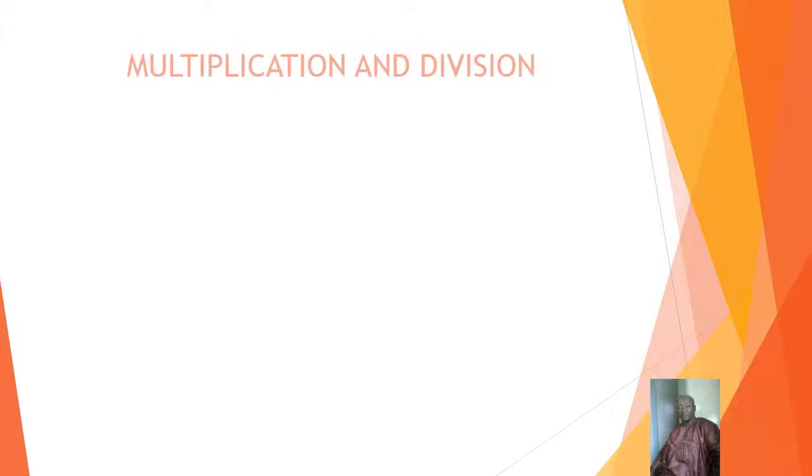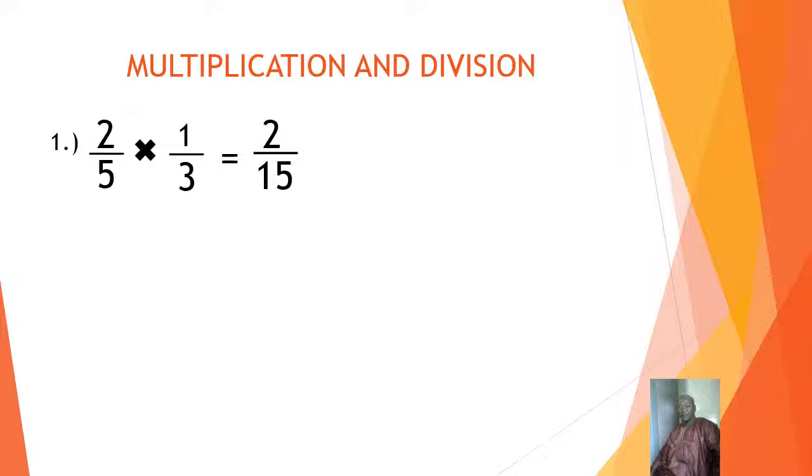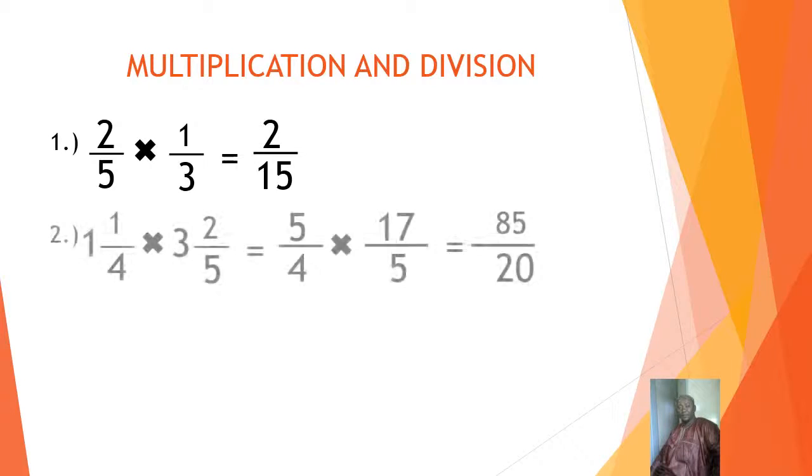Now let's look at multiplication and division. Our first example here would be 2 over 5 times 1 over 3. This is a very simple case. Just multiply the 2 with the 1, which will result to 2, and the 5 with the 3, which will result to 15.